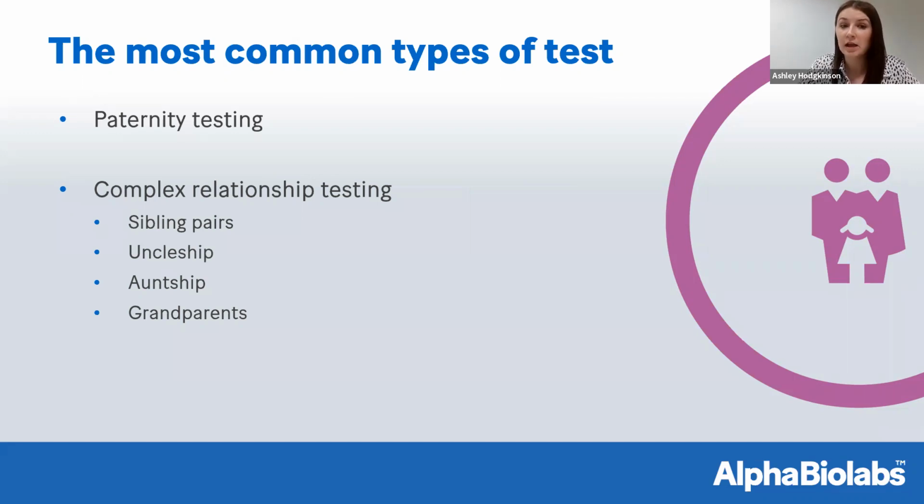So for instance, in most of the examples I share today, we're going to be talking about a child who is trying to establish a link with a biological parent. Most commonly, we see that being an alleged father. And in cases where that male is not available, we could look at alternative testing, such as siblings, aunts or uncles, or grandparents, in order to establish that relationship and prove exactly what we're looking for.